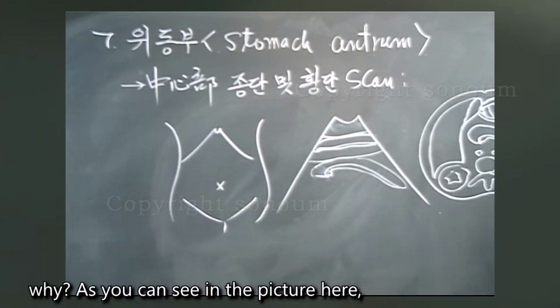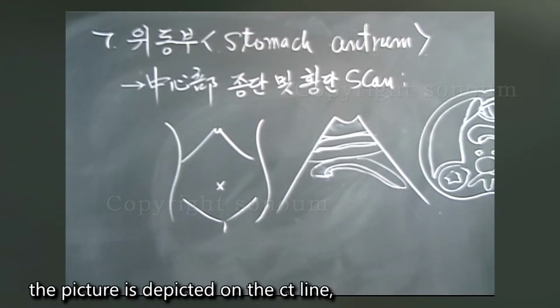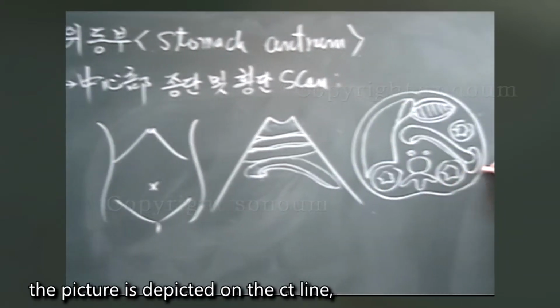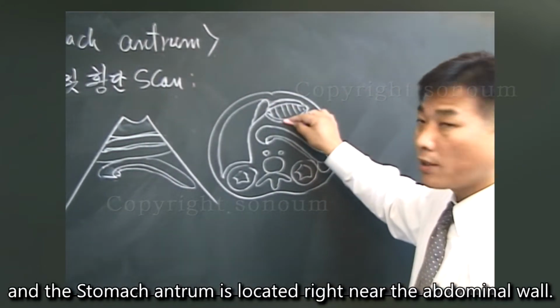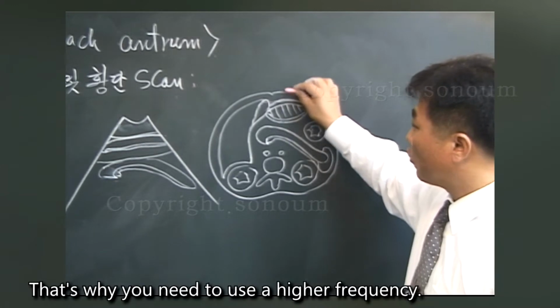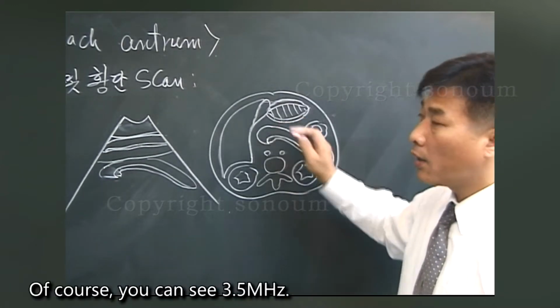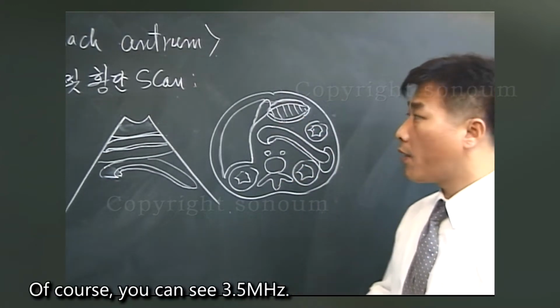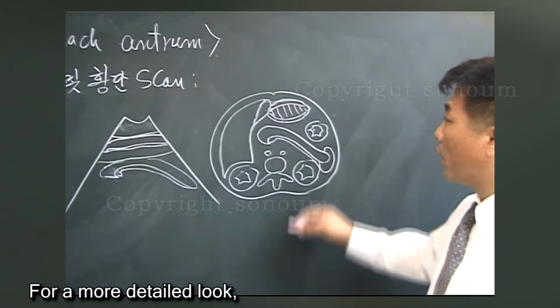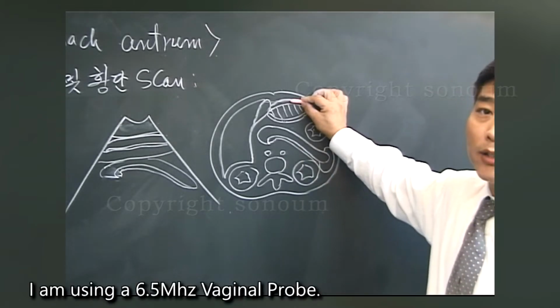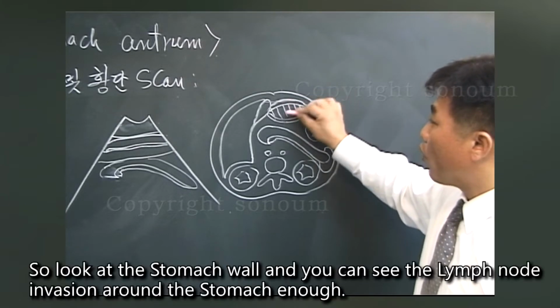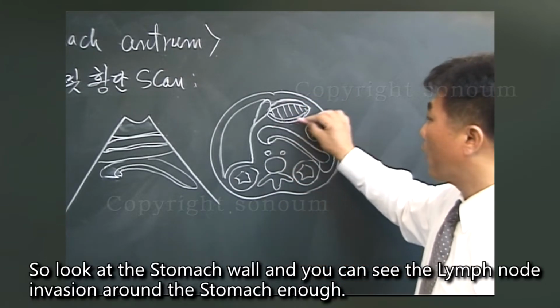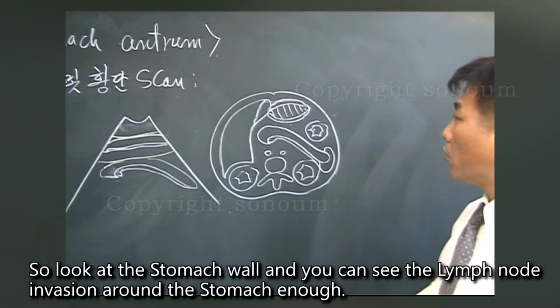Why? As you can see in the picture here, the picture is depicted on the CD line, and the stomach antrum is located right near the abdominal wall. That's why you need to use a higher frequency. Of course, you can see with 3.5 MHz. For a more detailed look, I am using a 6.5 MHz vaginal probe. So look at the stomach wall, and you can see the lymph node invasion around the stomach enough.